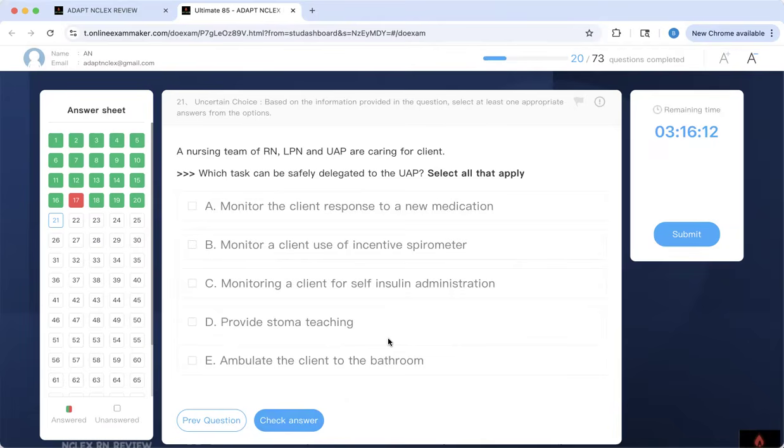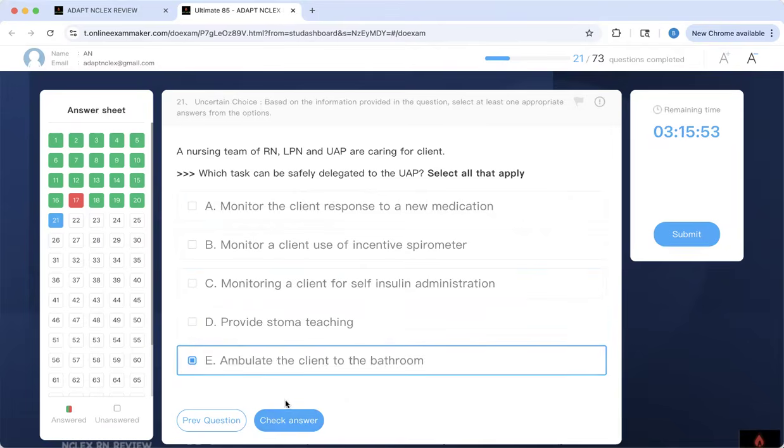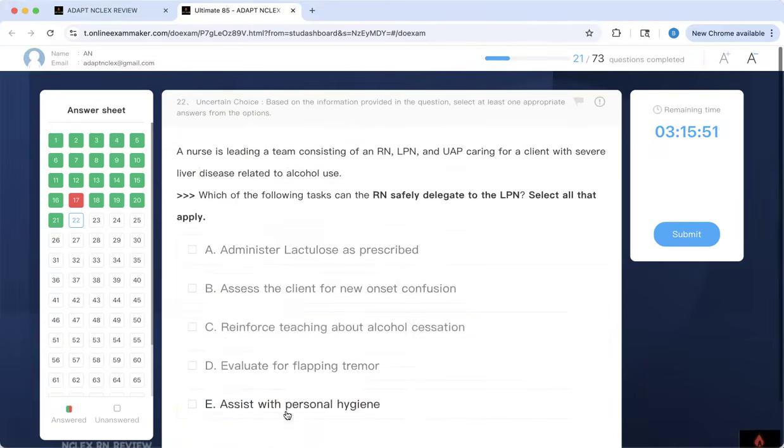Therefore, don't get trapped. I can tell you there's one word in the question that eliminates a bunch of them. You pick your answer already? Monitor, out of the realm. Monitor, out of the realm. Monitoring, out. Provide stoma teaching, they don't touch the stoma. They can ambulate the client. One answer choice you can delegate to the UAP.